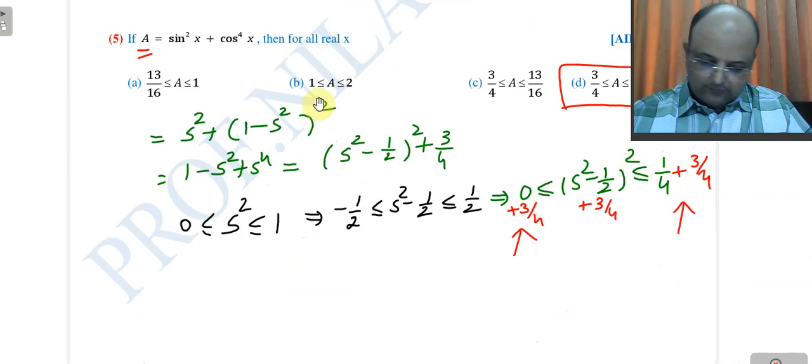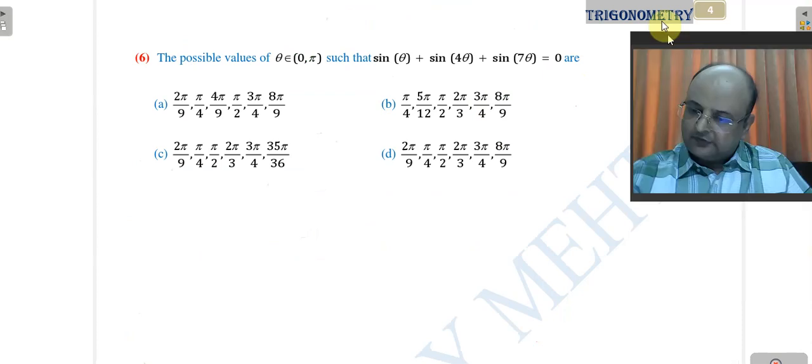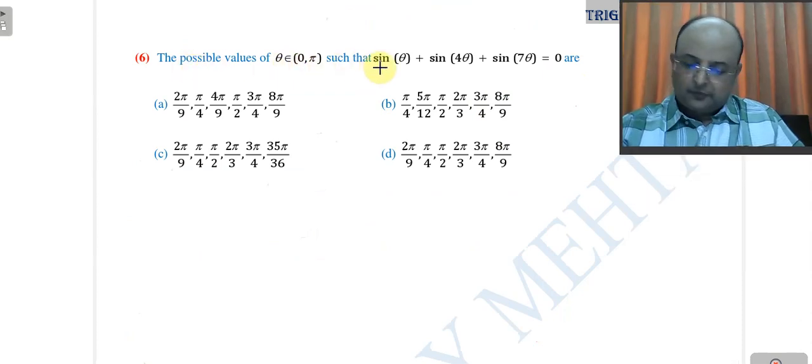Yes, dears. So that was question 5. We go for question 6 here. It was asked in 2011. The possible values of theta such that this happens.